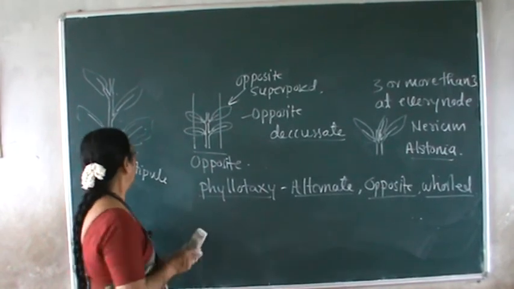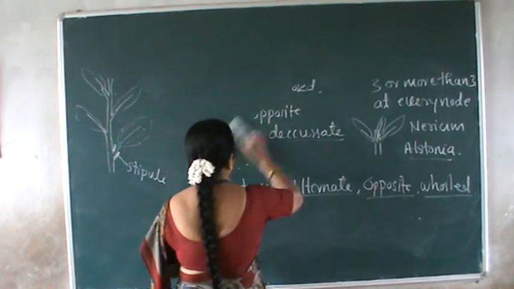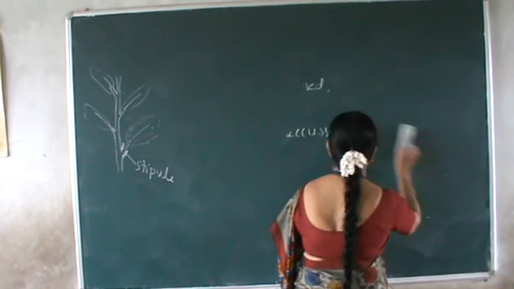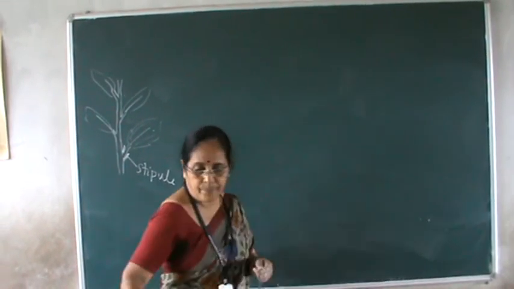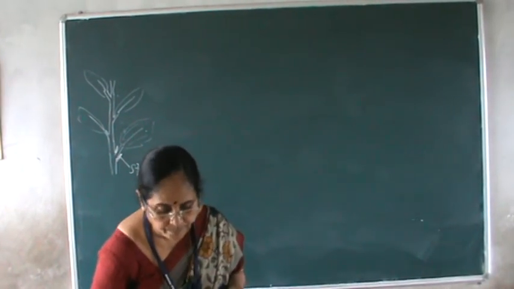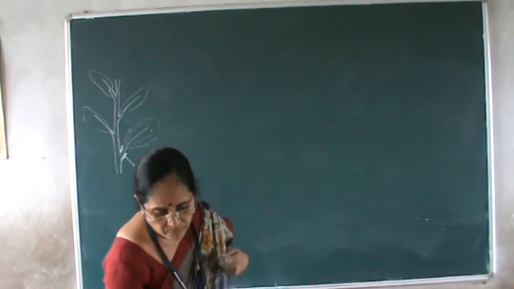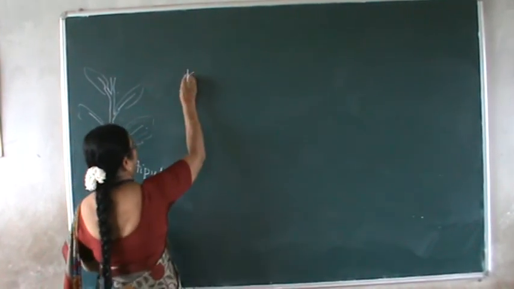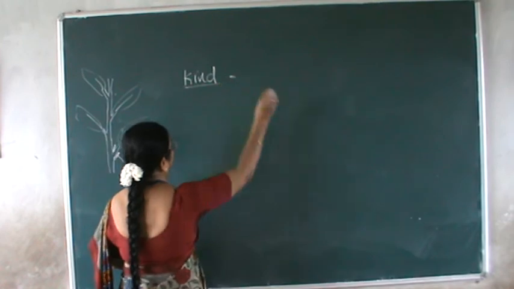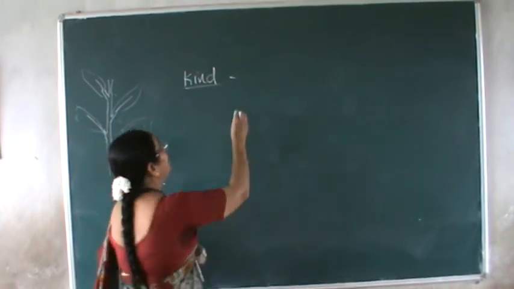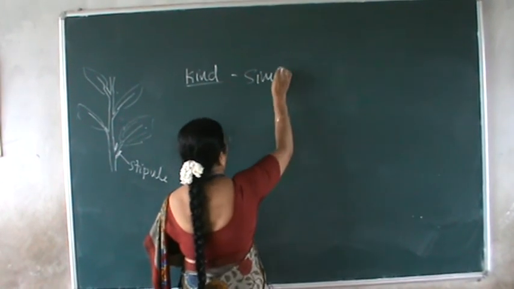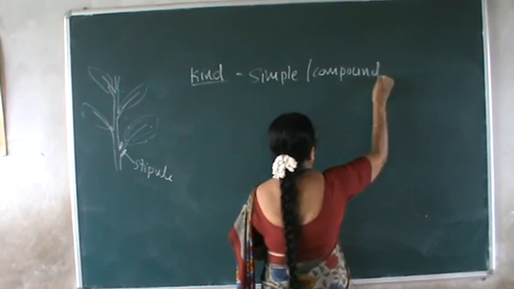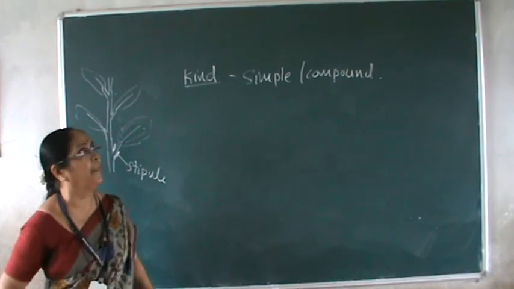Okay? Then the next part of studying the leaf is the kind of leaf, the type of leaf. Whether the leaf is simple or it is compound.